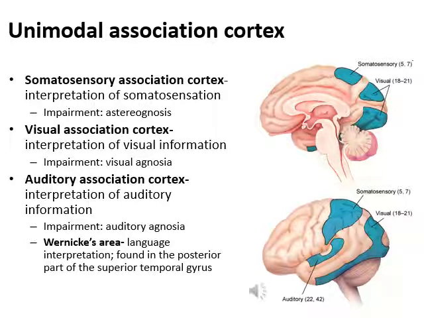And you have this Wernicke area. You didn't label it on this picture, but the Wernicke area is responsible for language interpretation. It helps you understand what you heard, and it's on the superior temporal gyrus, the posterior part of the superior temporal gyrus.